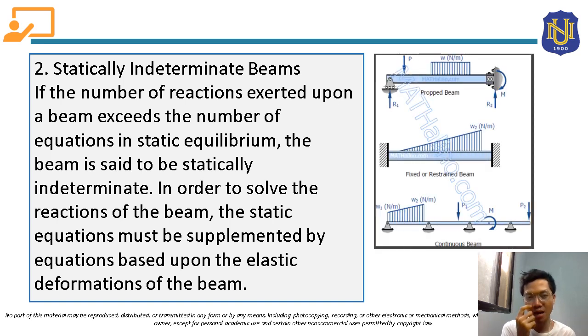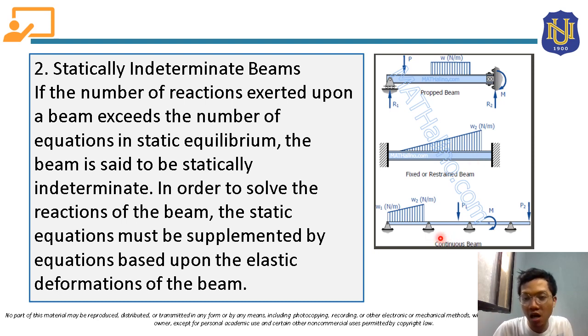These are examples of statically indeterminate beams. These are prop beams. A prop beam is fixed supported at one end and either roller supported or hinge supported at the other end. We also have a fixed beam, or fixed restrained beam, meaning the supports at both ends of the beam are fixed supports. That's why it's called a fixed beam or restrained beam.